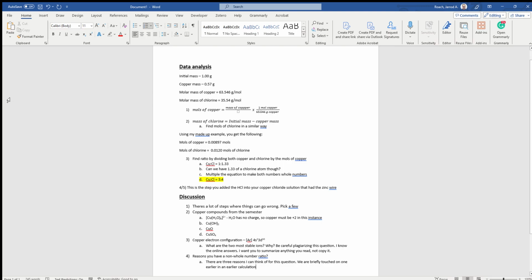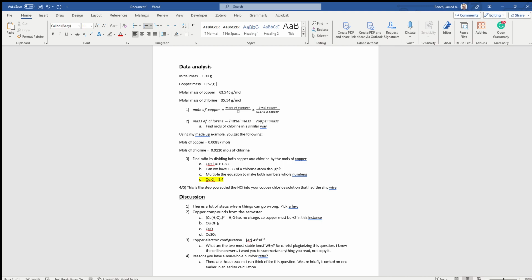The third part, which is the focus of the experiment, is where you're given an unknown compound of copper and chlorine, and you are tasked with figuring out the molar ratio of copper to chlorine in this compound. To identify this, you first start off with your initial mass, which was 1 gram for all of you, and you then precipitated out the copper of the copper chloride using the zinc wire and the acid. After you dried it off, you got a copper mass. In the hypothetical example I'm going to use, let's say you got a mass of 0.57 grams of copper.